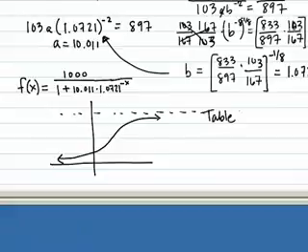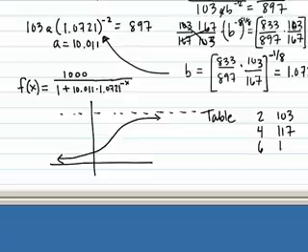Are the values for f of x similar to the values in our original table? Do we have 2 going with 103? That should be a perfect match because that's what we based our equation on. What about 4 and 117? 6 and 132? 8 and 148? And then again, 10 and 167 should be a perfect match.